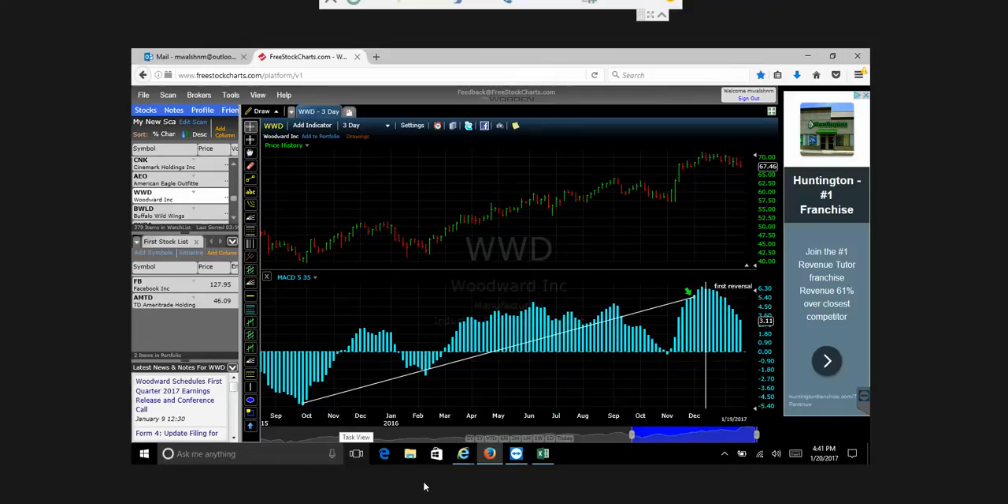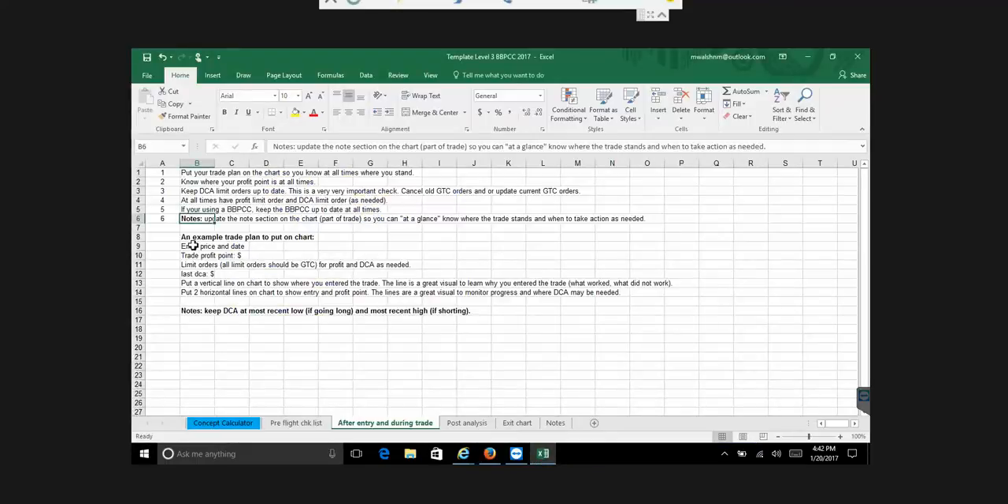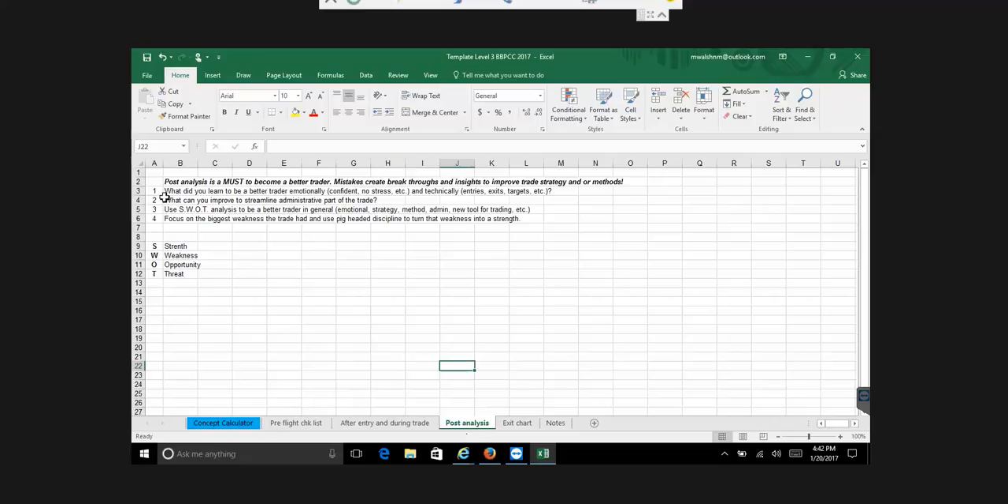Hold on here. Okay, an example plan on the chart. It's an example of a trade plan on the chart here. But then post analysis. This is what you do after the trade. Post analysis is a must to become a better trader. Mistakes create breakthroughs and insights to improve trade strategy and/or methods.